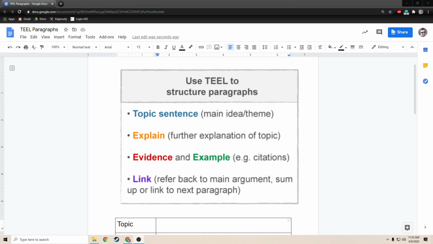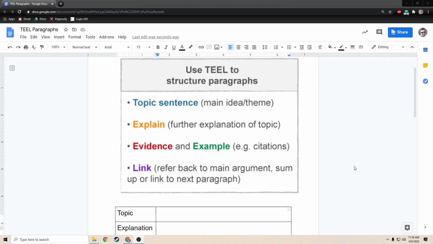Today I'm going to give you an overview on how to write an academic paragraph using the TEEL method. This method will prepare you to write a paragraph all the way up to college level academic essays. In this writing style, you will have a topic sentence that introduces the main idea of the paragraph. You will be able to explain more about that topic sentence, provide evidence and examples to support your claims, and be able to link your paragraphs together, as well as link them to the intro and conclusion paragraphs of an essay.